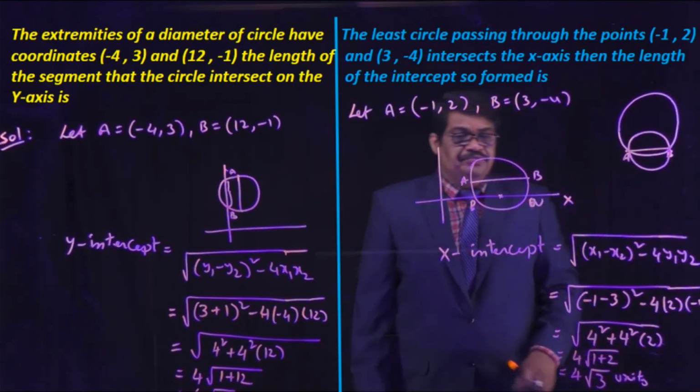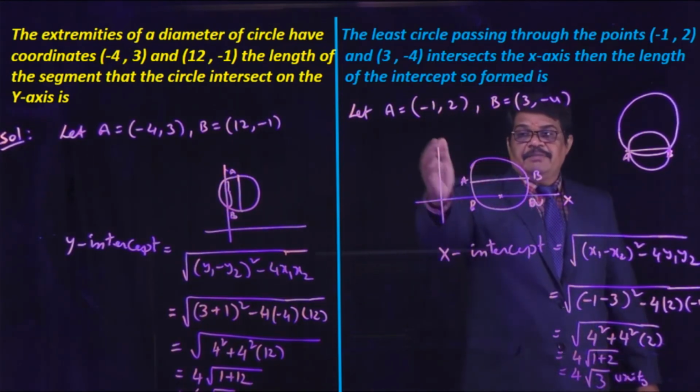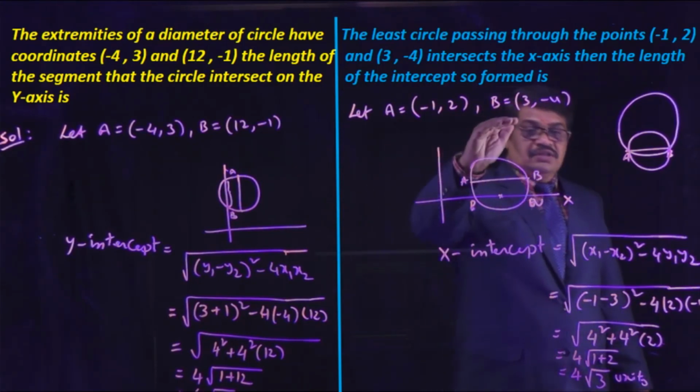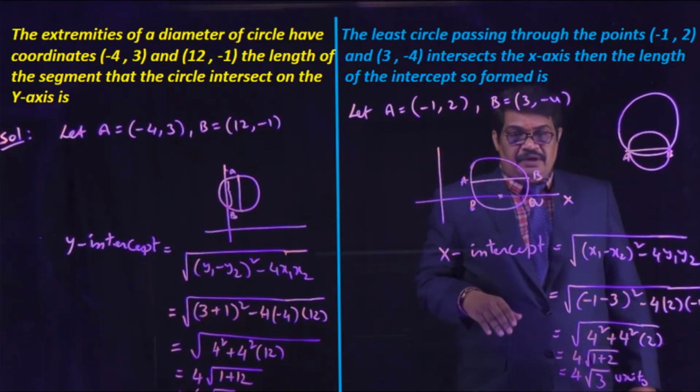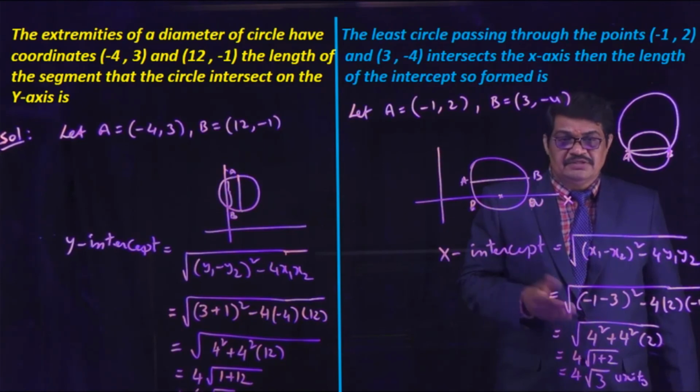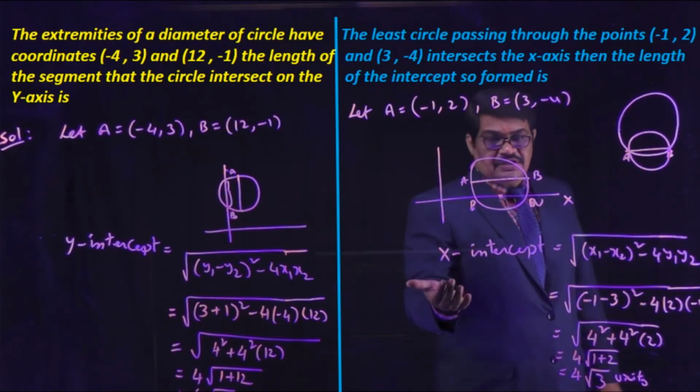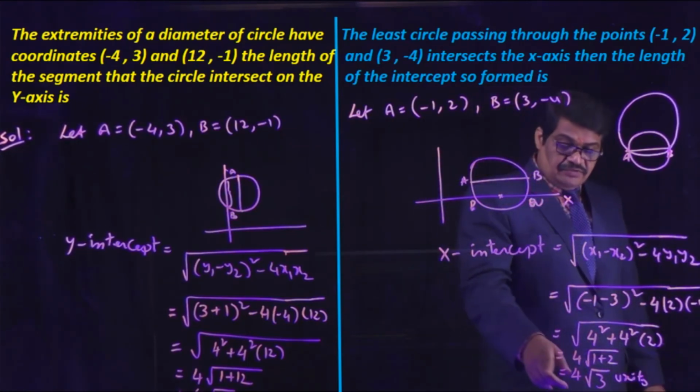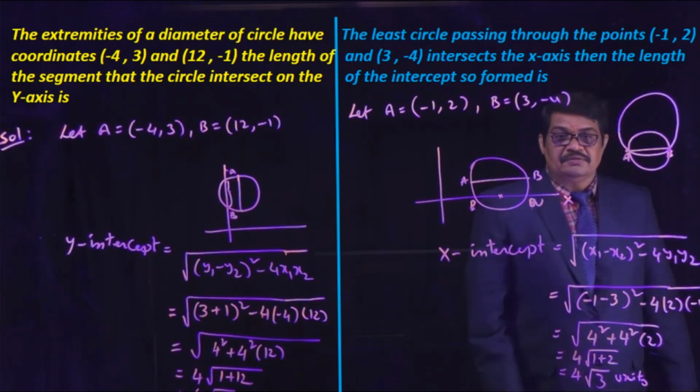This is the length of the intercept made by the circle, whose diameter has these two points as endpoints. So the x-intercept we obtain is 4 root 3.